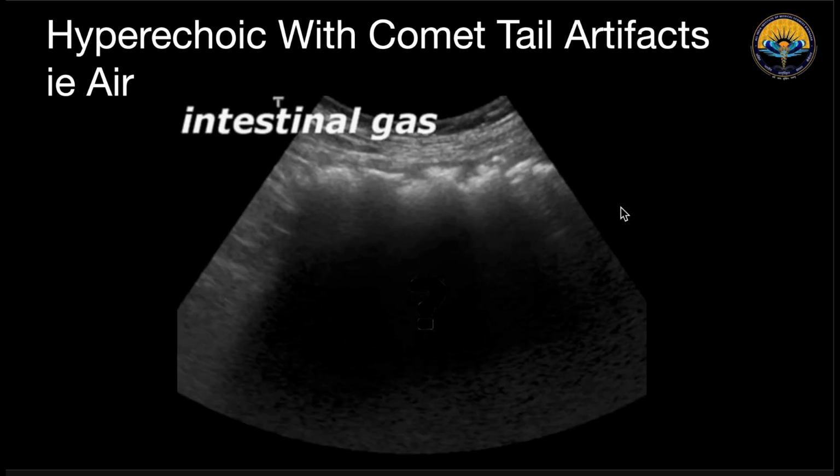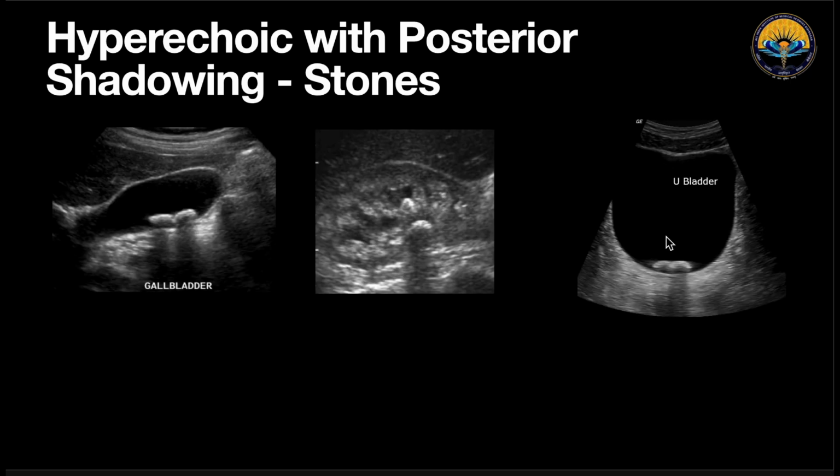So next we have hyperechoic with comet-tail artifacts, and I told you that is bowel. So we can see hyperechogenicities, and behind them we can see comet-tail artifacts like this. So these are suggestive of intestinal gas.